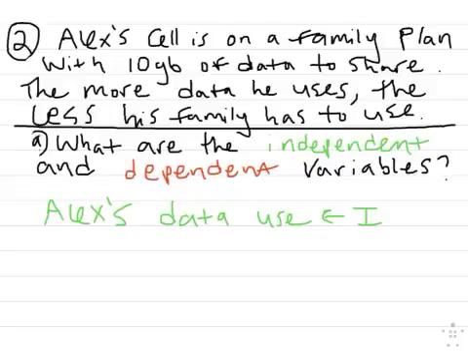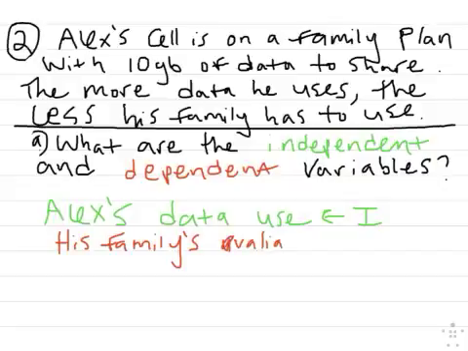What ends up happening? Well, Alex's data use affects, what does it affect? It affects his family's data use. Sorry, we could just say his data use affects his family's data use, right? How much his family can use. So Alex's data use is independent, and the effect is that his family can use less or more data for that month. Okay, so let's move to the next part of this problem.